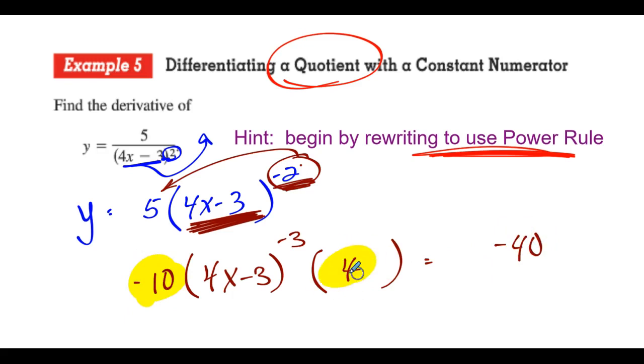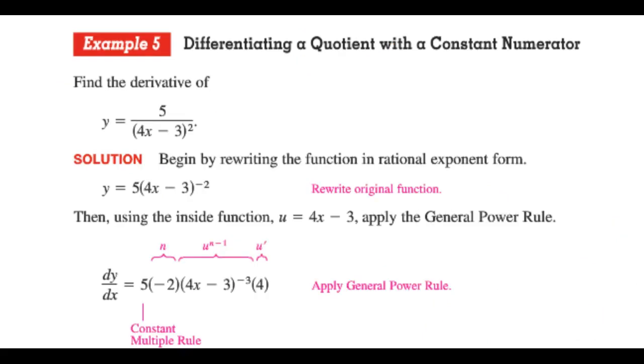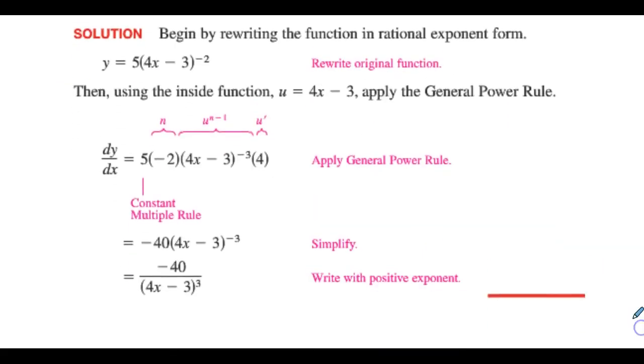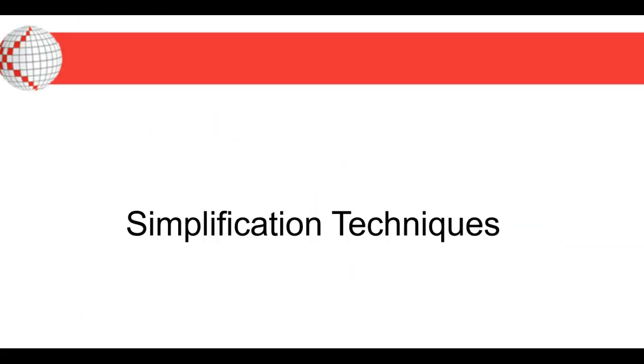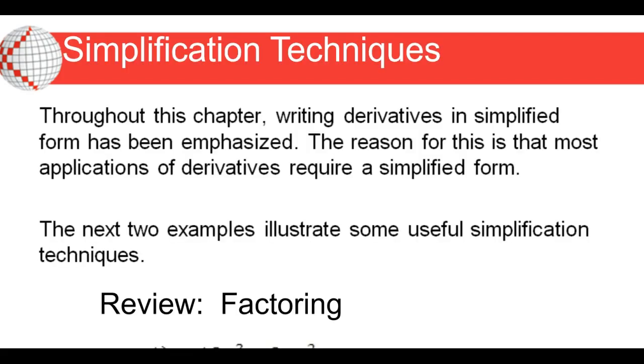Again, let's just simplify. You're going to say that's factored. No, let's multiply that up and together. -40 over (4x minus 3) cubed is probably the final solution. Let's see if the author agrees. Yay. So use some simplifying techniques before you start taking the derivative.